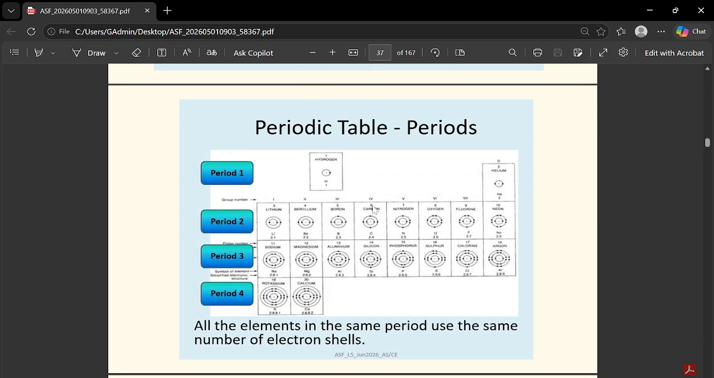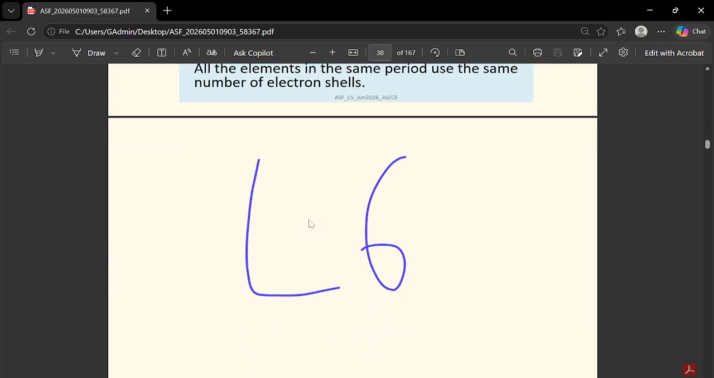So periods. Periods are used to identify elements that all have the same number of electron shells in their atomic structures. For example, period 1 would typically have 1 shell, followed by period 2 with 2 shells, period 3 with 3 shells, and so on. And that's for lecture 5.